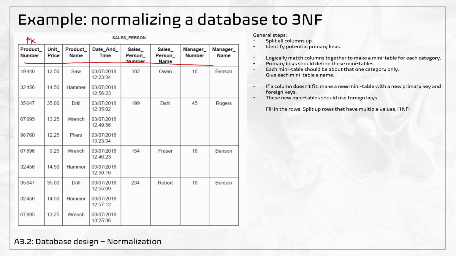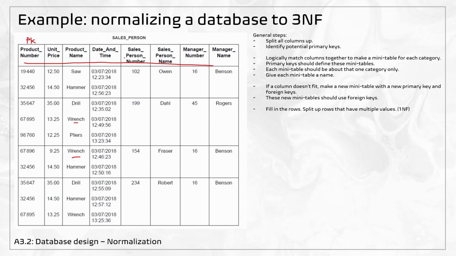A unit price, well, different product numbers could have the same unit prices, so this shouldn't be a primary key. And a product name, again, different products could have the same name, as evidenced by, like, here, for example, so this shouldn't be a primary key either. Now dates and times could also coincide, so this also shouldn't be a primary key as well.